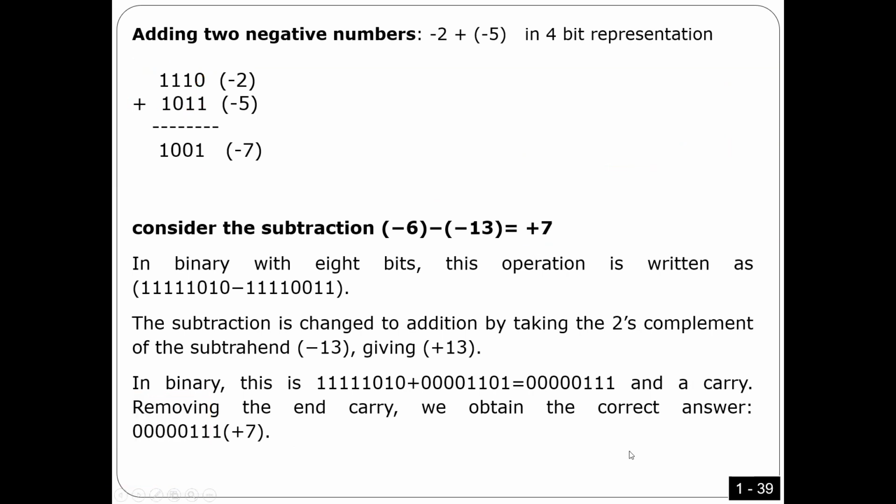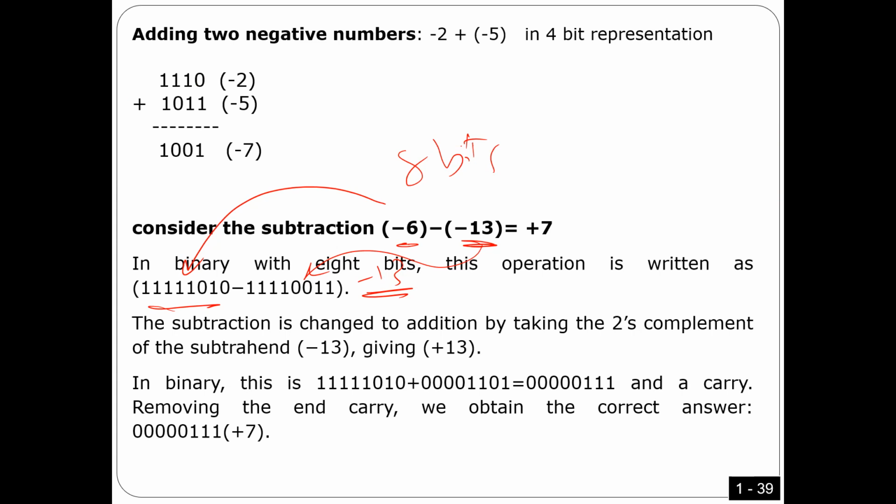So here I'm assuming I'm storing this number in 8 bits. This one is -6, and this one is -13. All I'm going to do, as you see here, I want to do this subtraction, and this subtraction can be done by addition. So I'm going to add -6 to the 2's complement of this one, because this is what the negative is doing.